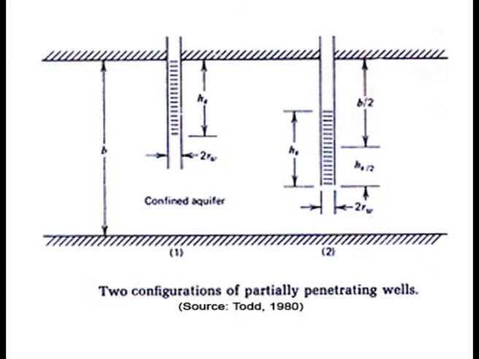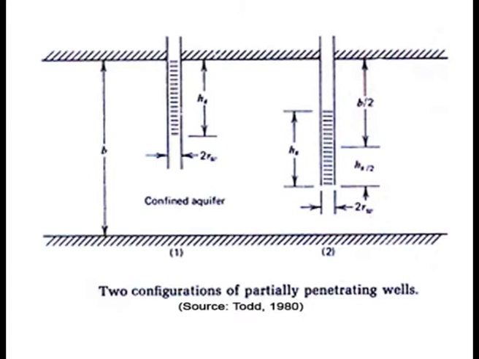So if you see the figure, Hs is written there. Hs means height of the screen. 2Rw is the diameter of the well. A small b is the saturated thickness of the aquifer. So, for a confined aquifer, there are two situations.